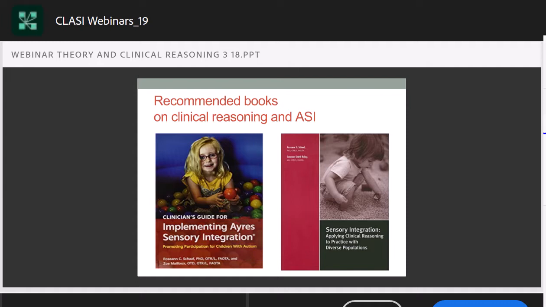Now in 2006, we were able to create the sensory integration applying clinical reasoning to practice with diverse populations. So this is also another clinical reasoning guide. And we have a chapter in there on activities, sensational ways to play. So that's maybe very useful to people looking for ideas.